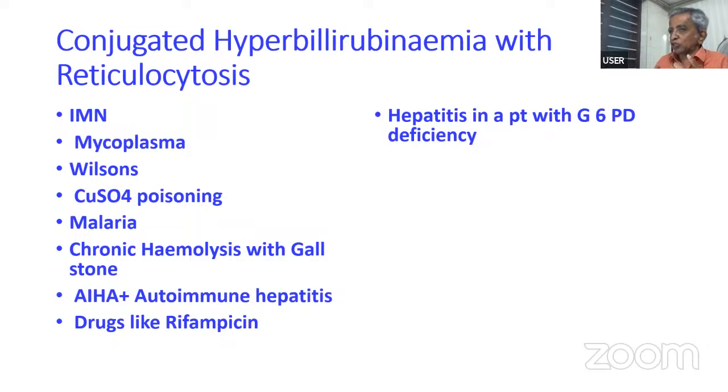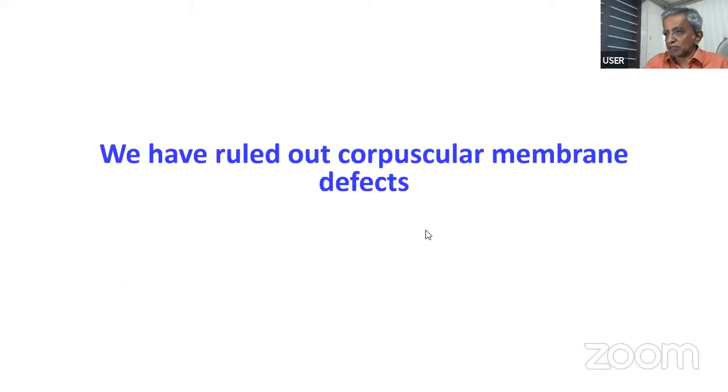So, what are the conditions you should think of when there is a conjugated hyperbilirubinemia with reticulocytosis? Infectious mononucleosis, mycoplasma infection, Wilson disease, copper sulfate poisoning, malaria, chronic hemolysis with gallbladder stone, autoimmune hemolytic anemia and autoimmune hepatitis together, drugs like rifampicin, hepatitis in a patient with G6PD deficiency. This is a rare combination, but at the same time, I have found it to be useful multiple times. So when you are stuck with problem cases, keep such combinations in mind in your practice.